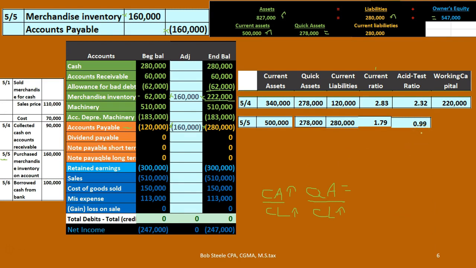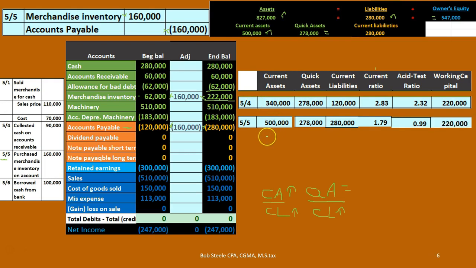Why is it below 1? Because now the quick assets are less than the current liabilities. If we had to pay off the current liabilities with just the quick assets, we couldn't do it. So we generally want the number to be over 1 most of the time, because that means that we can pay it off with the quick assets. But that doesn't necessarily mean we're in trouble, because we have a lot in current assets because of the inventory. So you can see that this type of transaction is going to have a large effect on the difference between the current assets and the quick assets when we buy the merchandise inventory on account.